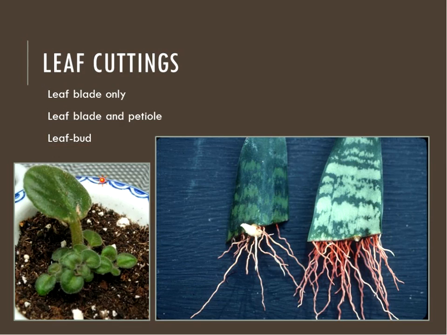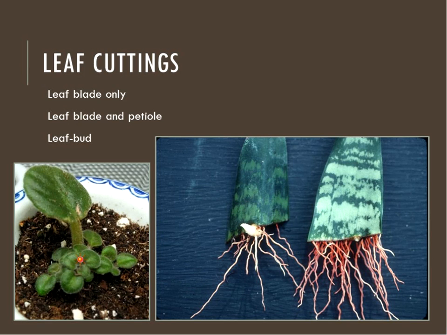Leaf blade and petiole would be like the picture on the left here. This is an African violet leaf. So we have the leaf blade and the leaf petiole, and you can see the new plants coming here at the base of the petiole. Leaf blade and petiole leaf cuttings are generally only going to be able to be used on herbaceous plants, and often it's used for a lot of house plants, as you can see here. Woody plants will never work from a leaf blade only or a leaf blade and petiole cutting.